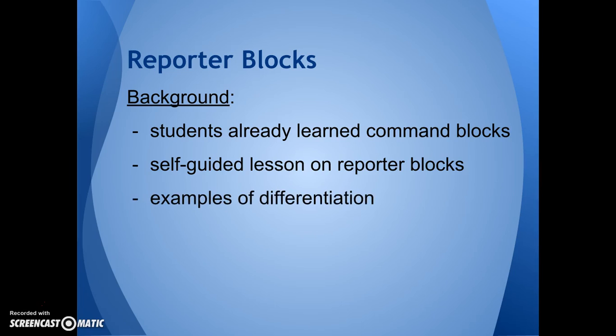So the reason I included this lesson in the project is because it has a couple examples of differentiation, which I explained down below. Basically two main ideas I talked about. The first is that since it's a self-guided lesson, they can move at their own pace, and also the assignment has some choice elements to it, and those are both described down below.